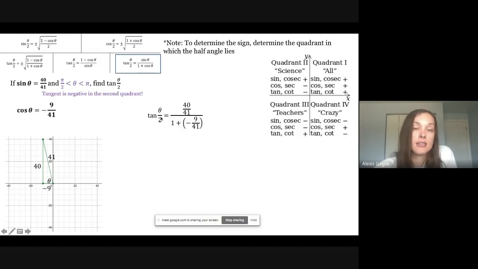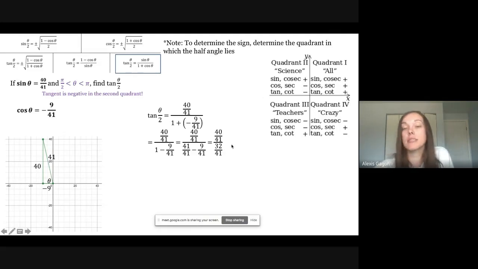And then if I plug that in, that's going to be sine of theta on top, which is 40 over 41, over 1 plus cosine of theta, so negative 9 over 41. And then just algebra. We're just doing algebra now. So that's the same as subtracting. Get a common denominator on the bottom, so 41 over 41. The top is going to stay 40 over 41. Did I do something wrong here? Anyways, the bottom is going to be 32 over 41. Those cancel, leaving me with 40 over 32, which is 5/4.